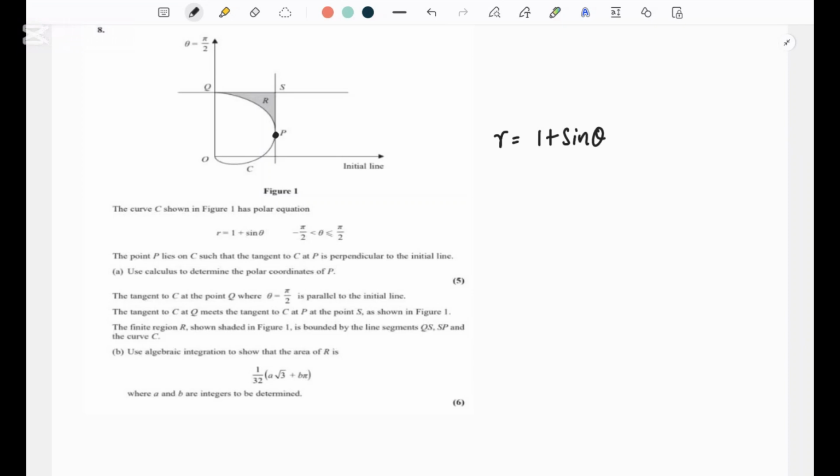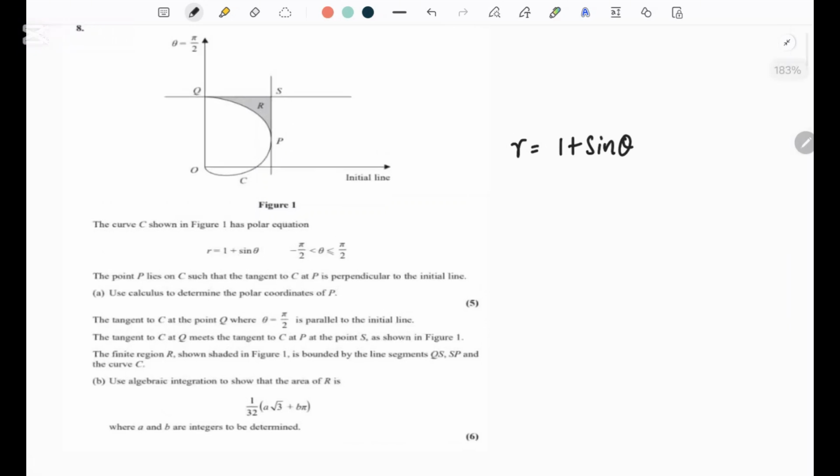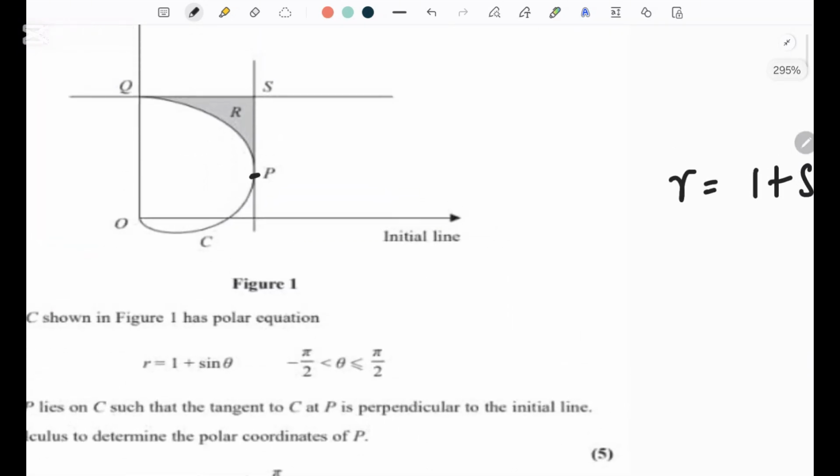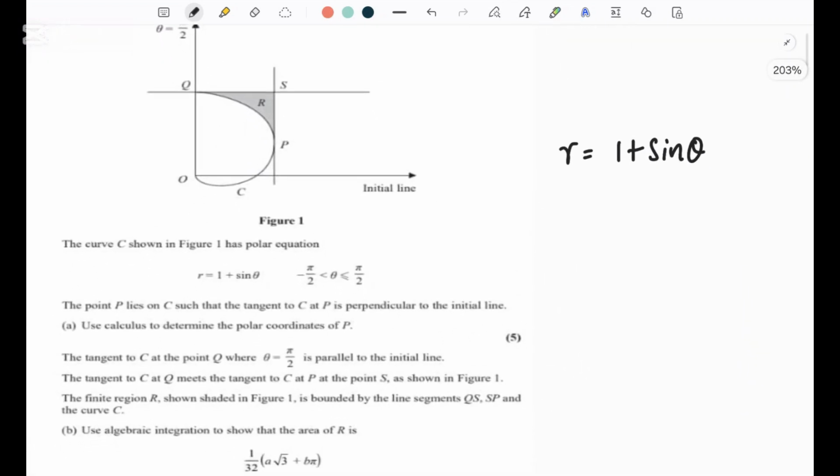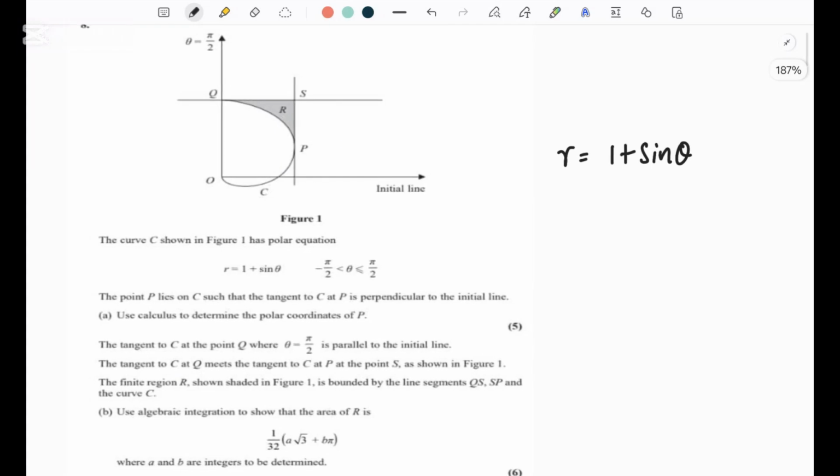So what the best method would be is, they've also said that the point P lies on C such that the tangent to C at P is perpendicular to the initial line, meaning this right here is not a maximum point or a minimum point, right? So we cannot use dy over dx equals 0. We could consider this as the maximum x coordinate, because if you look carefully at the graph, this point right here is the maximum x coordinate you have for the curve, right? So using that information, we could use derivatives and find the answer.